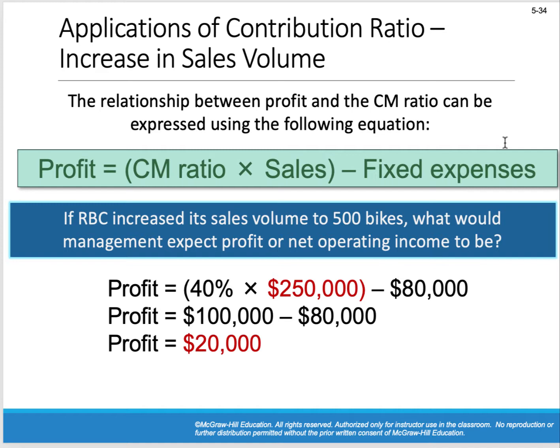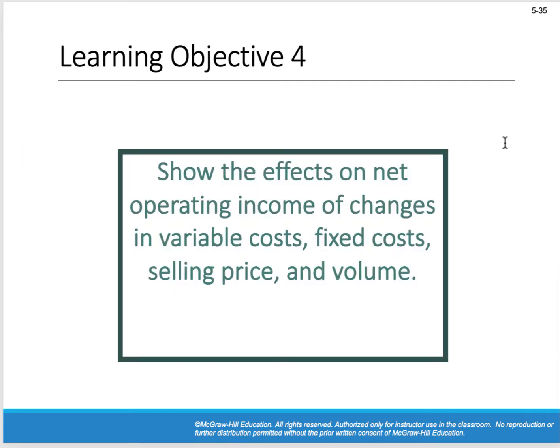We can calculate what their profit would be selling 500 bikes. We know that if we sell 500 bikes, our sales volume is going to be $250,000. We're going to multiply that by the CM ratio. We get $100,000, which incidentally is the contribution margin in dollars. We subtract out our fixed expenses, and we get a profit of $20,000.